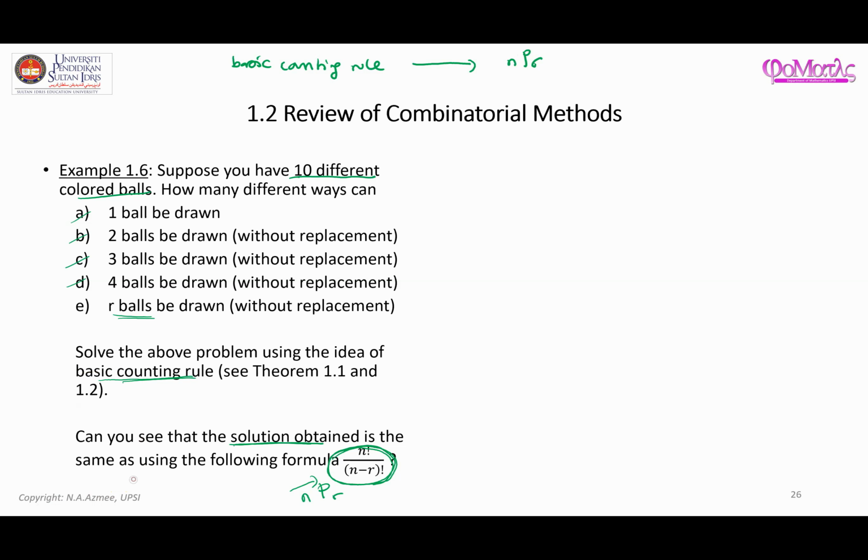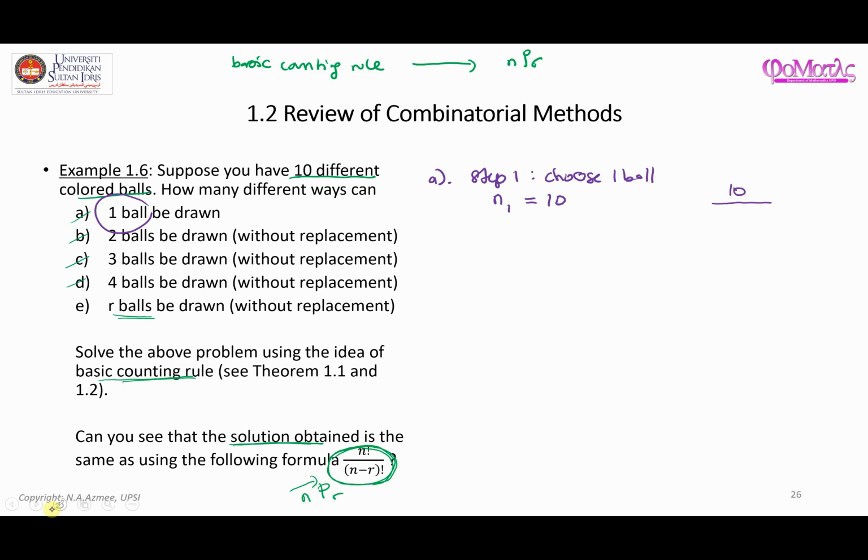Okay, I'm going to illustrate question A here. So you will have only one step because you only draw one ball. Okay, so here we have step 1, which is choose one ball. And of course, in this step 1, your number of ways of choosing one ball is going to be equal to 10. So you can imagine this is the space of choosing one ball, and you have 10 different options.